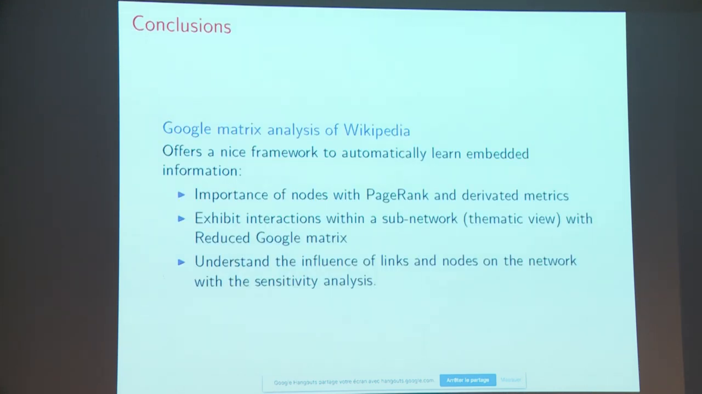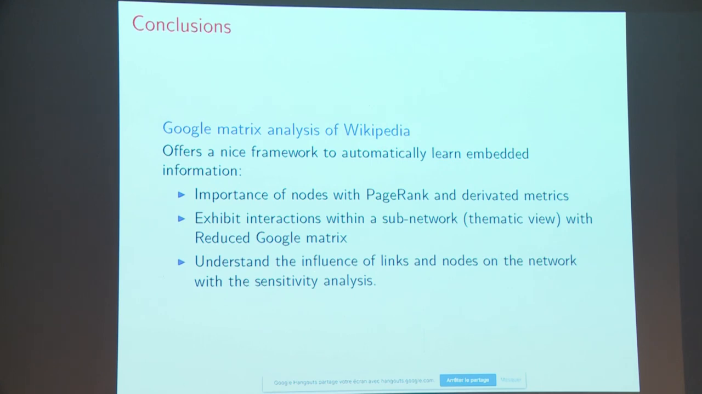So this concludes my talk. What I wanted to show you is how Google Matrix can be nicely leveraged to analyze Wikipedia. It really offers a nice framework to automatically learn really coarse-grained embedded information, and have a macroscopic view of some interesting elements. Most of the results I've shown you are, of course, pretty obvious. We wanted to check whether the type of information that we could obtain was meaningful and reasonable.